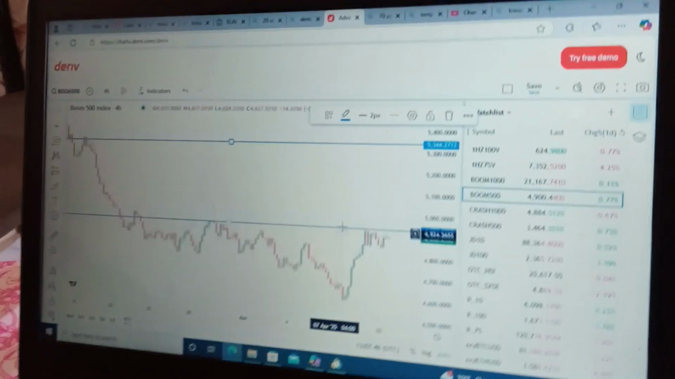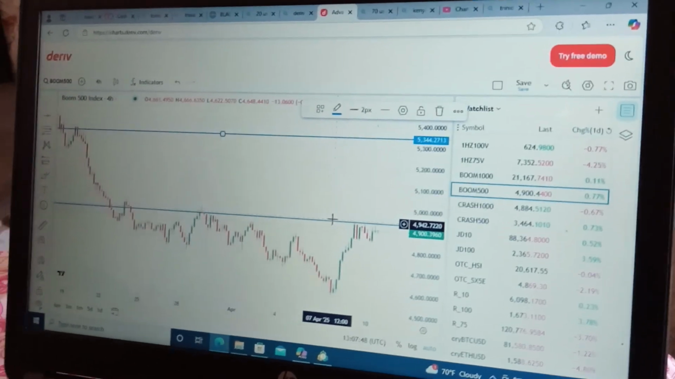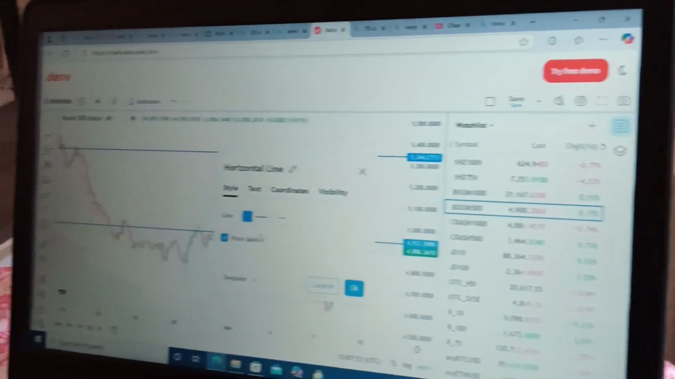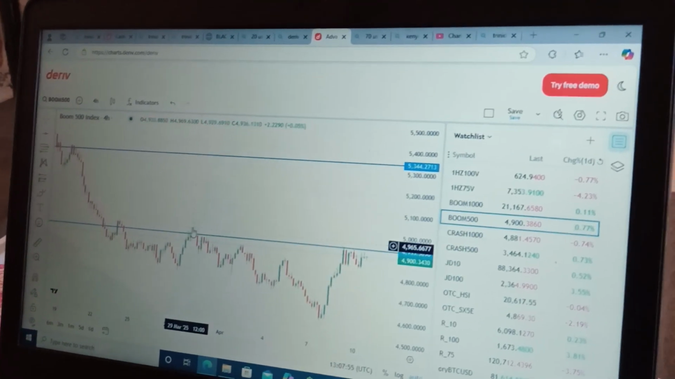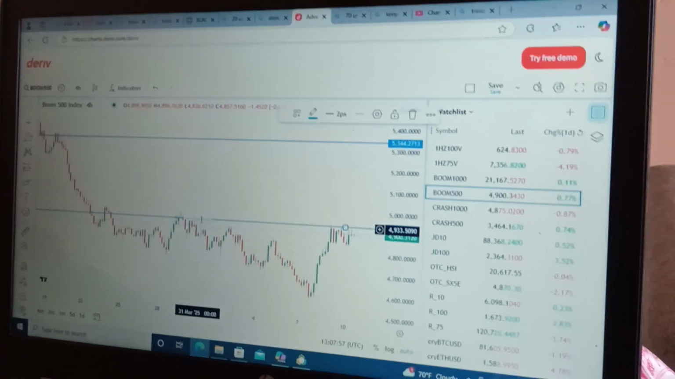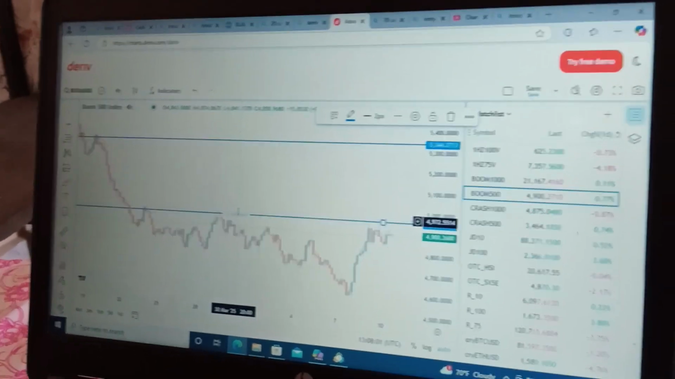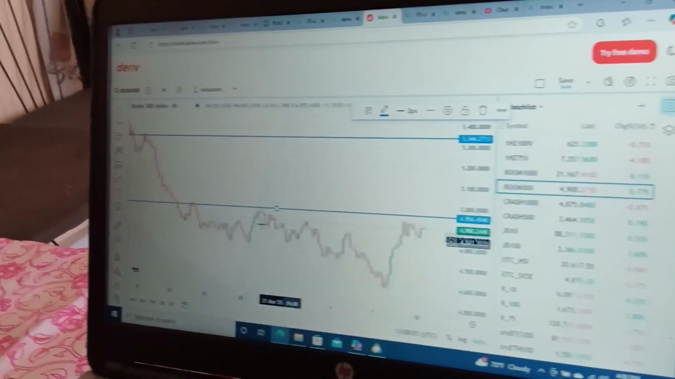So this one, we're gonna stay out of the market. We be patient. Remember, guys, we said patience is the key in trading. If you want to be a successful trader, you be patient. You stay out of the market and watch it. Let the market come to you. You don't run at the market.